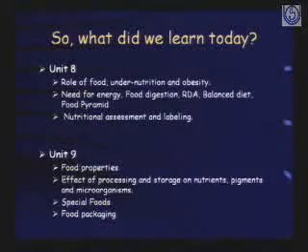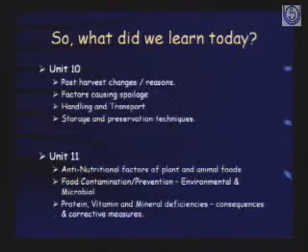So this ends our last unit. We can again summarize everything. In Unit 8, we learnt the role of food, undernutrition and obesity, need for energy, food digestion, RDAs, balanced diet, and nutritional assessment. In Unit 9, we learnt about food properties and some special foods. In Unit 10, we learnt about post-harvest changes and factors causing spoilage. Whereas in Unit 11, we learnt about anti-nutritional factors, food contaminants, protein, mineral and vitamin deficiencies, their consequences and corrective measures. So this all sums up what we have learned today.